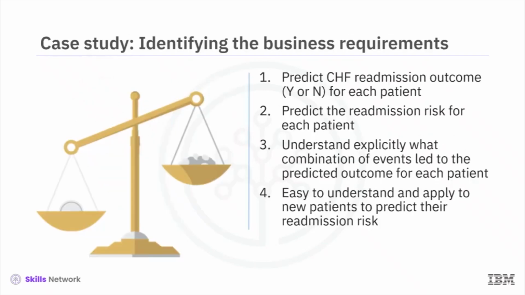Finally, 4 business requirements were identified for whatever model would be built, namely, predicting readmission outcomes for those patients with congestive heart failure, predicting readmission risk, understanding the combination of events that led to the predicted outcome, and applying an easy-to-understand process to new patients regarding their readmission risk. This ends the business understanding section of this course.